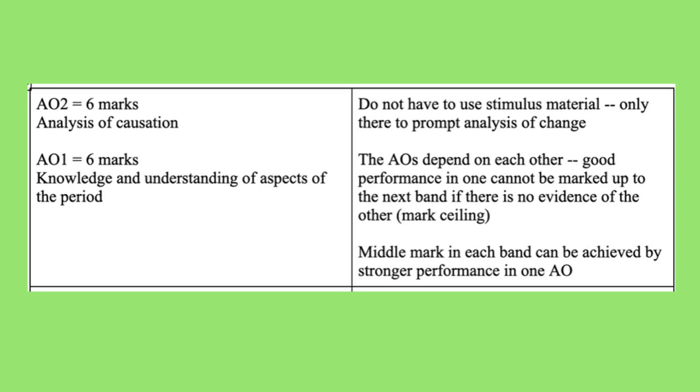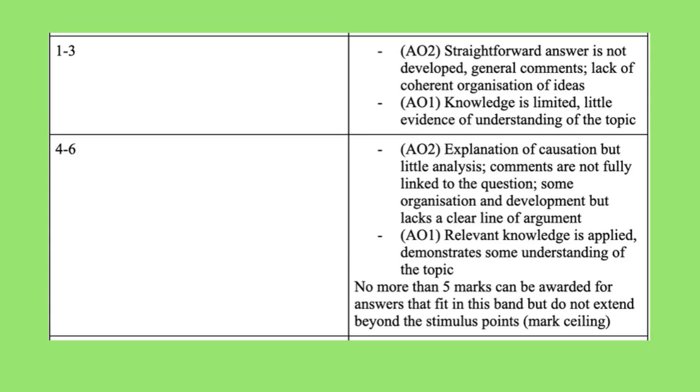Just remember though that if you do use them, it's also really important that you use evidence of your own knowledge, because if you only use the stimulus points, you hit what's called a mark ceiling, and that means that you can't actually score in the higher bands if you're only using the information given to you in the question. That brings us on to AO1, which is also worth 6 marks, and that is for you bringing in your knowledge and understanding of the period. When you're bringing in these factors, you need to show the examiner that you know the topic really well to explain this causation. Here are the bottom 2 bands for this question.